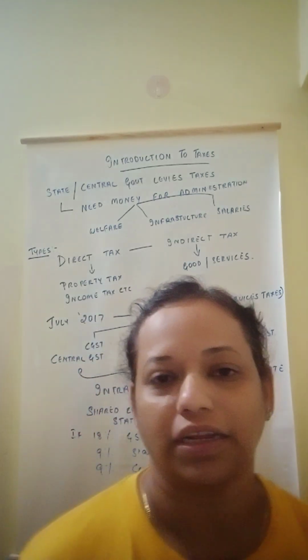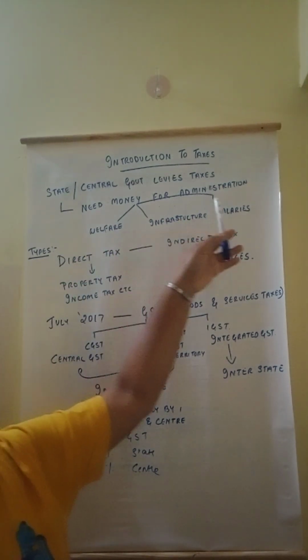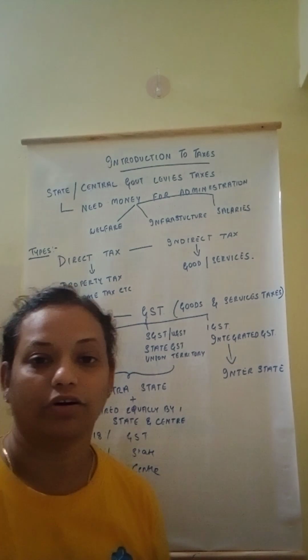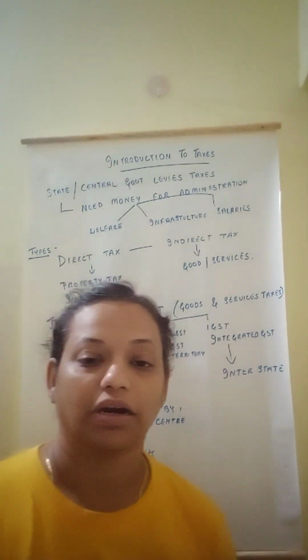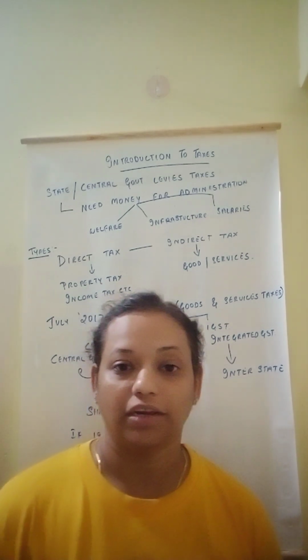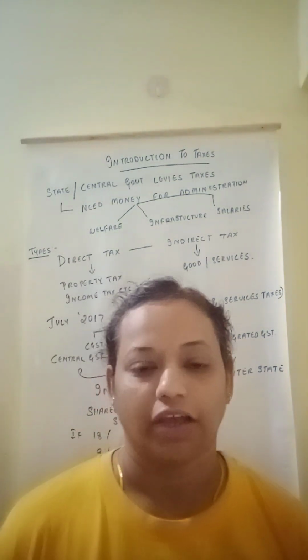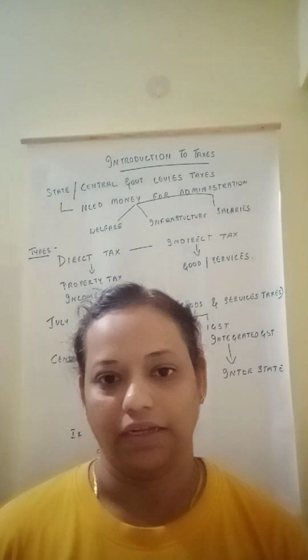Now why does the government need money? They need money for so many things. Like they need money for administration, they need money for welfare, they need money for building infrastructure, they need money to pay salaries to their employees. So these are the reasons why they need money.